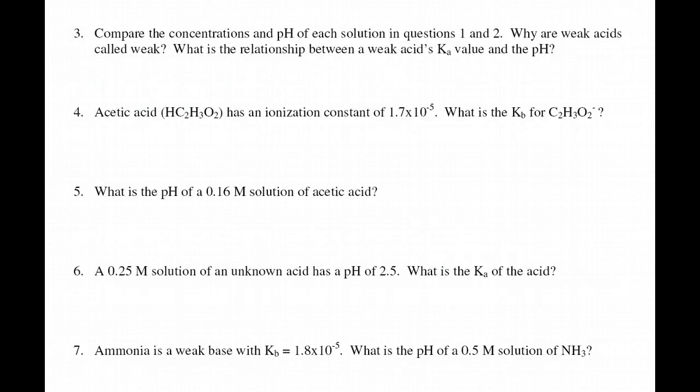For number 3, comparing the concentrations, why are weak acids called weak? Well, they're weak because they don't completely dissociate, meaning that some of the reaction goes to the left. Now, the relationship between a weak acid's Ka and the pH. If you remember, Ka is equal to the concentration of H3O plus times the concentration of A minus, which is just the conjugate base, divided by the acid, HA. I'm just using HA and A minus as a generic acid.